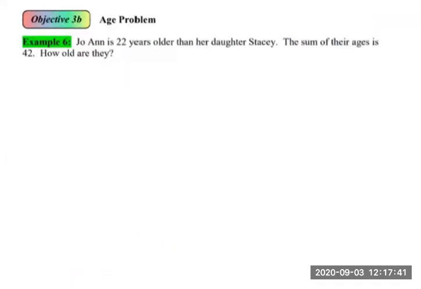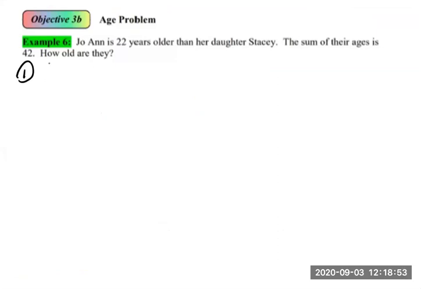All right, so here's an application problem. It's an age problem. It says Joanne is 22 years older than her daughter Stacy. The sum of their ages is 42. How old are they? Okay, so the first step, I'm going to ask myself, what am I looking for?